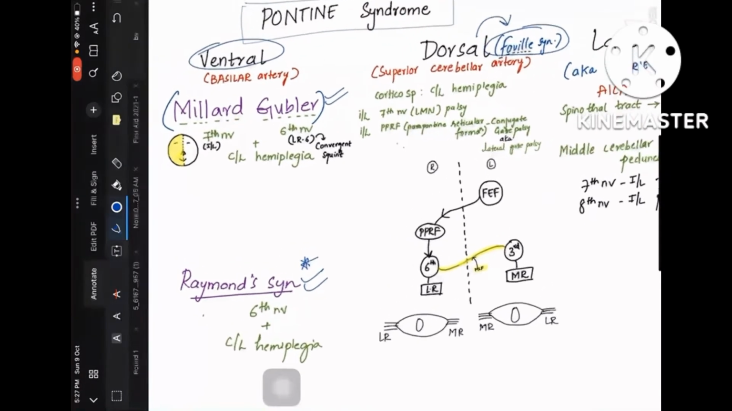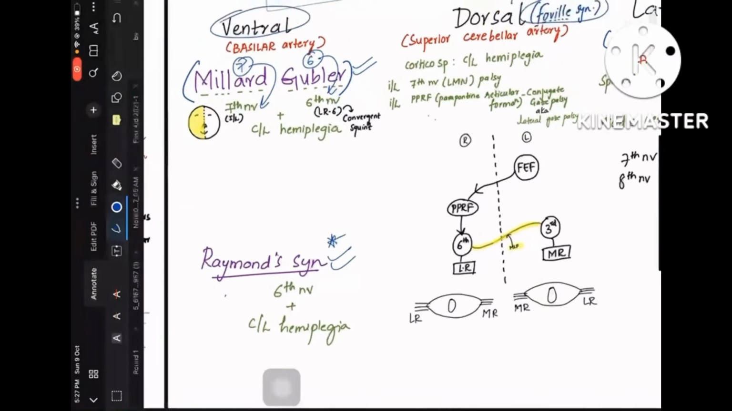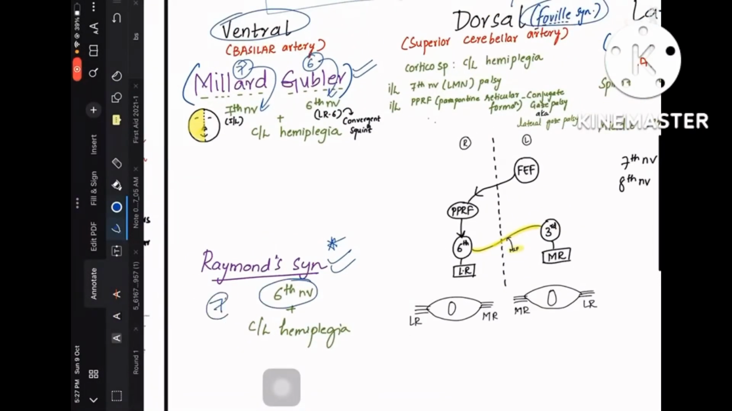Firstly, coming to Millard-Gubler syndrome. In the word Millard, you have 7 letters, and in the word Gubler, you have 6 letters. So the mnemonic is that the 7th nerve and the 6th nerve are involved in Millard-Gubler syndrome. Coming to Raymond syndrome, only the 6th nerve is involved, the 7th nerve is not involved.